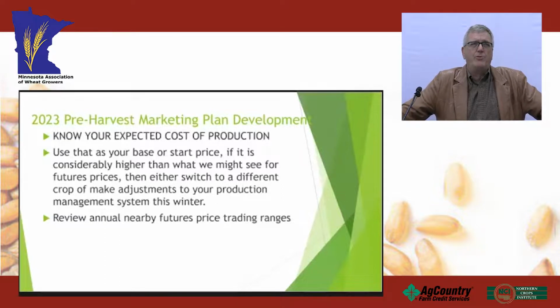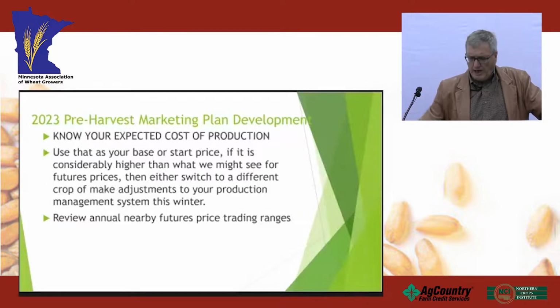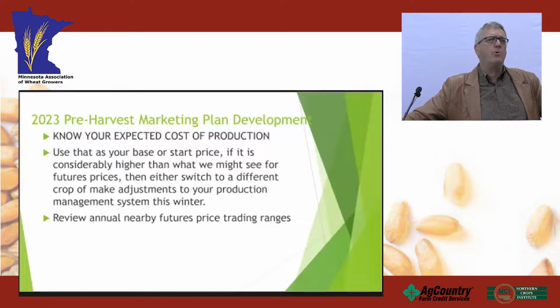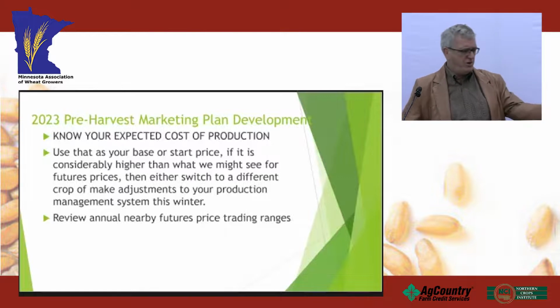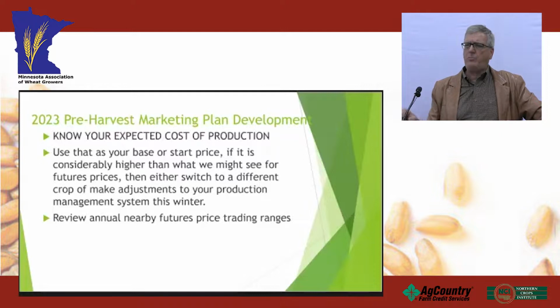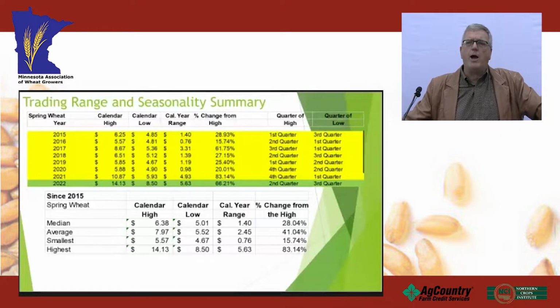All right, that's enough of the throwing numbers out. So we just need to make sure that you have a good idea what your cost of production is, and then use that as your base price. Now, if your base price, your break even is too high, you better spend the winter figuring out what you can do within your operation to fix it. Or switch to a different crop that you're going to be more competitive growing. And then once you've got that done, you need to review your annual nearby futures trading range prices so that you can put together a well thought out new crop marketing plan.